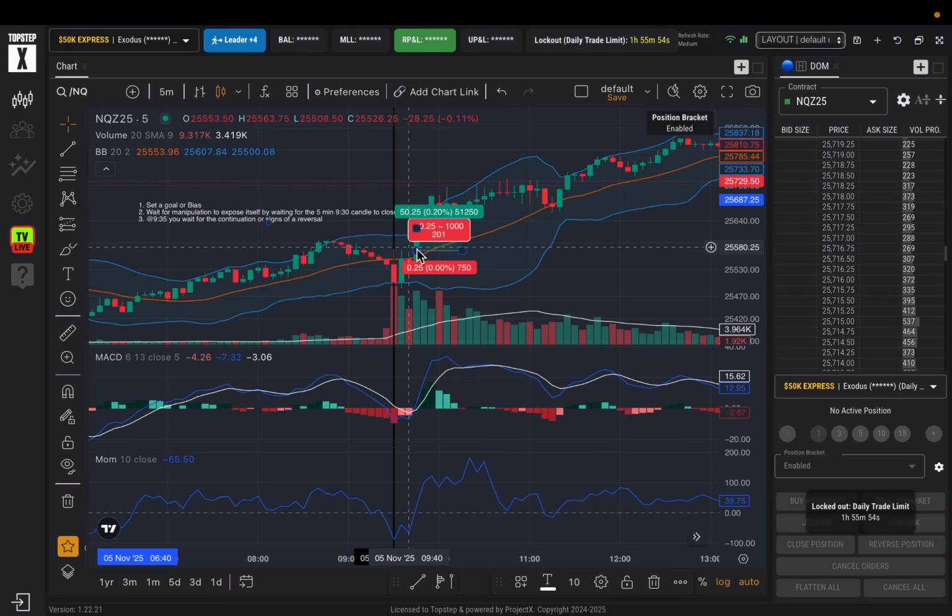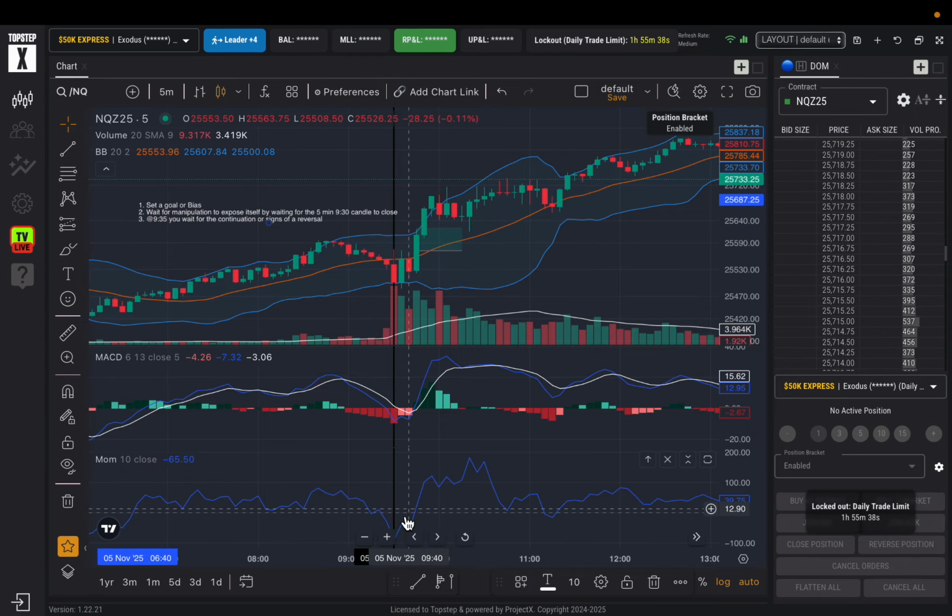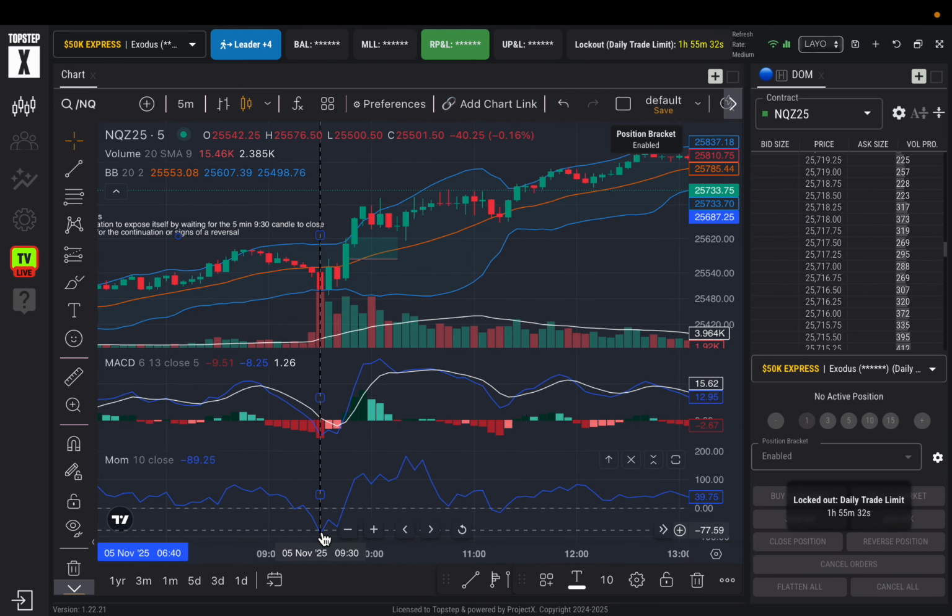So we set the goal for longs, right? We wait for manipulation to expose itself on the 5 minute 9:30 candle, and we wait for it to close. It closed, right? But what do we see on the next candle right here? We see a rise up right here. You can see how market really just went down here and then it rose up like that right here.